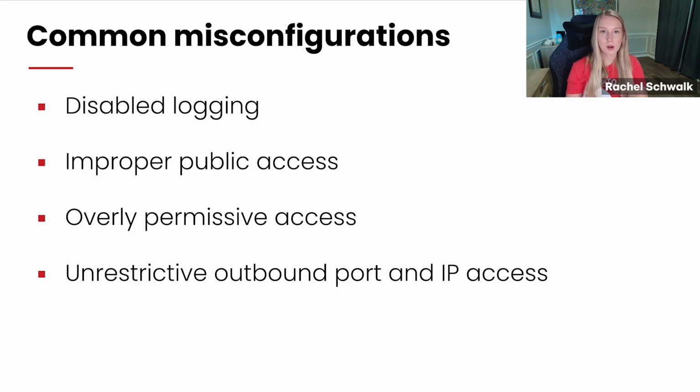Unrestricted outbound port and IP access is another common misconfiguration. It's so important to identify all the open ports and limit opening only the absolutely necessary ones for the required services. Your cloud instances should also be restricted to certain IP ranges. That way you're not allowing just anybody to try to log into your cloud environment. Ideally, this would be something like your organization's VPN IP range.